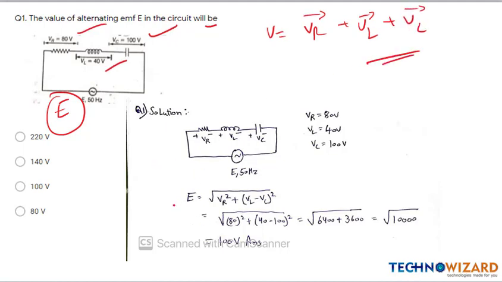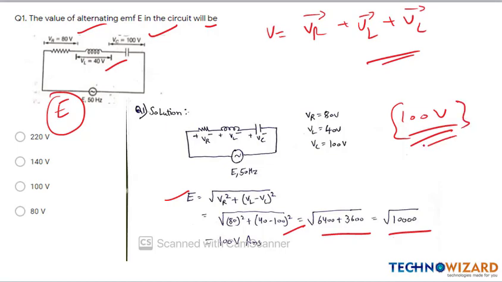To find the magnitude, we can write the equation as E is equal to root of VR square plus (VL minus VC) whole square. Therefore, VR is 80, so 80 square plus (40 minus 100) square. This is equal to root of 6400 plus 3600, that is root of 10,000, which is equal to 100 volt, the correct answer. Okay. In your test series, after attempting the question, you will get this type of solutions. Therefore, you will not have any problem related to the test series.